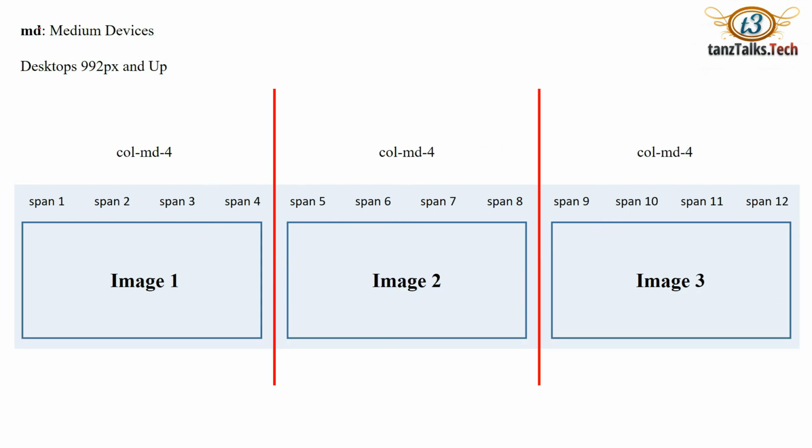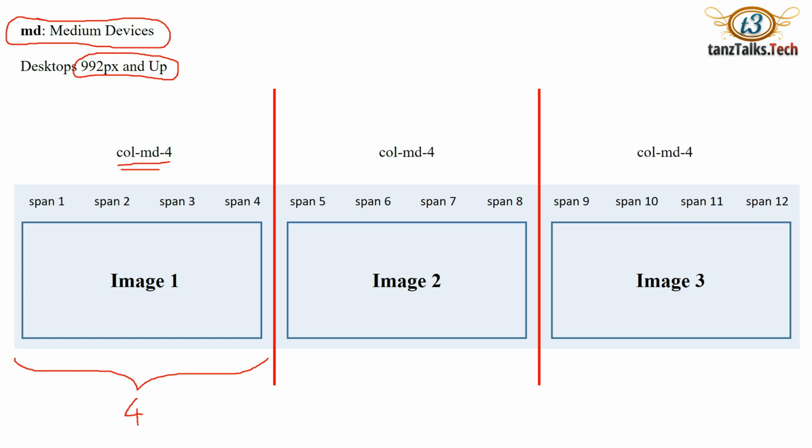And then in the medium sized devices, that is the desktops, which have the screen size of 992 pixels and up, I will use col-md-4 so that I have 3 columns on the screen, or I can say I will have 3 images on the screen in a row, and each column is of size 4 width or 4 span. Each column has a width of 4.